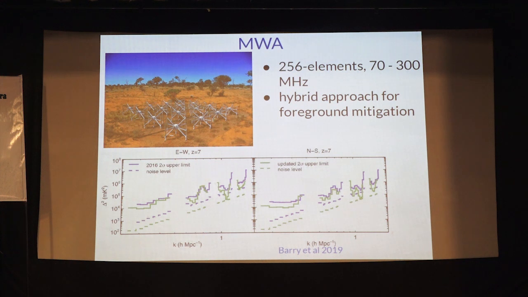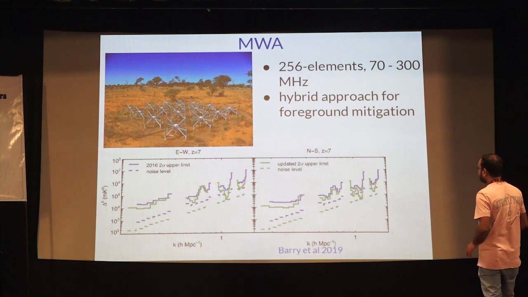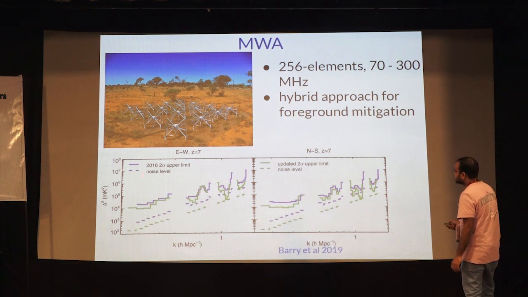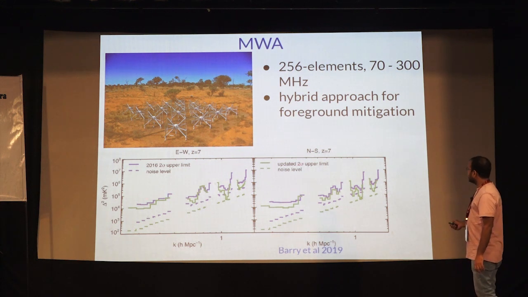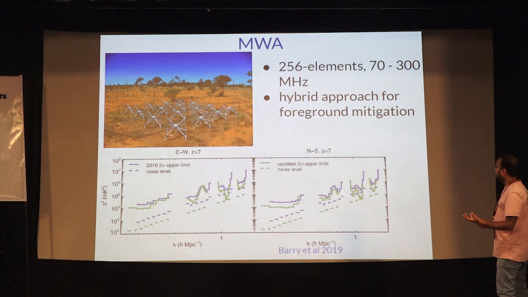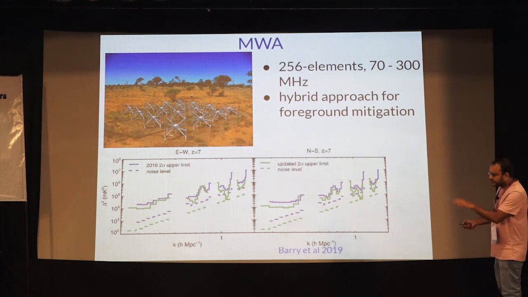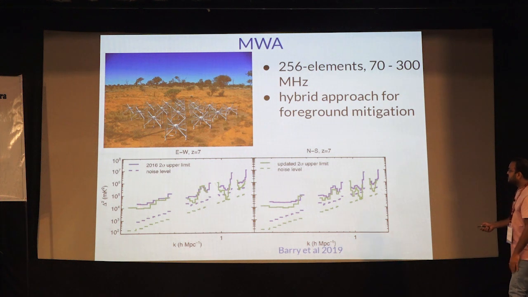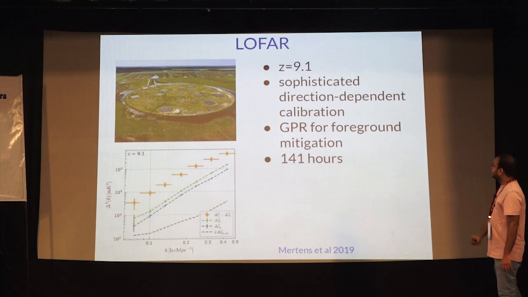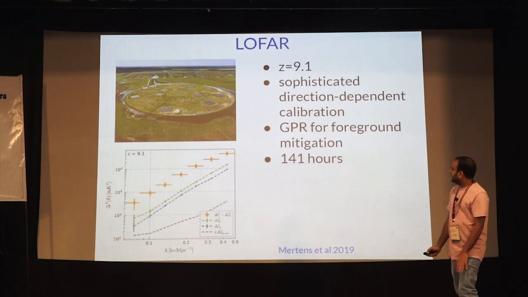Foreground removal for some part and foreground avoidance for some part, and then finally they give the upper limit. So these two plots show the upper limit from this paper, and this is the 2016 result. They improved their calibration or systematics, and finally they lowered the upper limit by some factor, but not that much. So this is the latest result from the MWA.